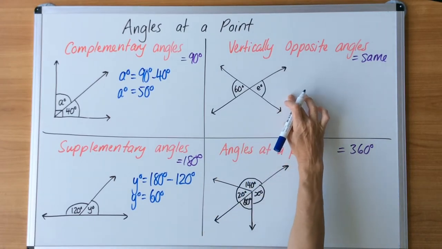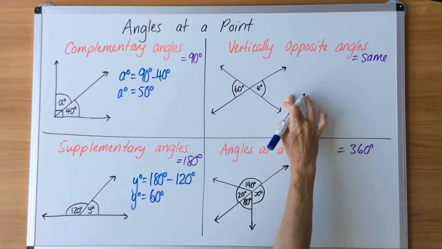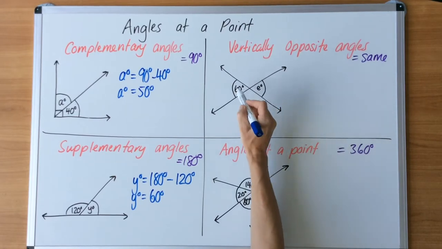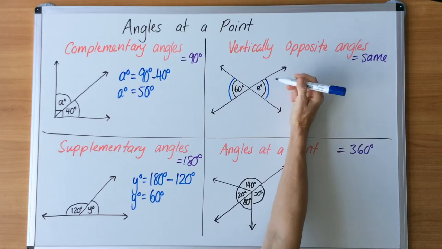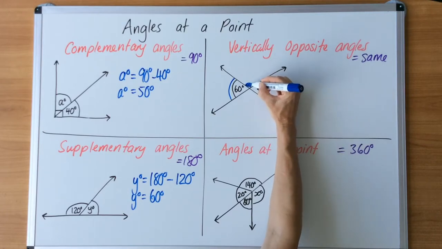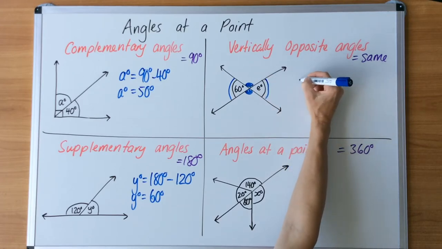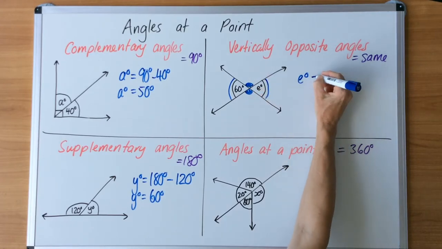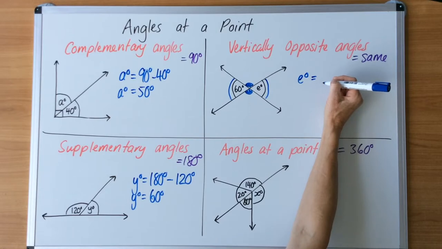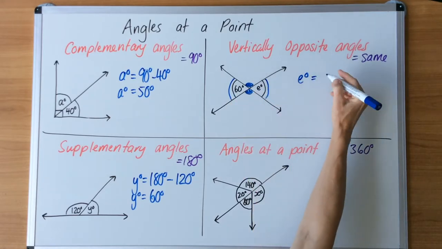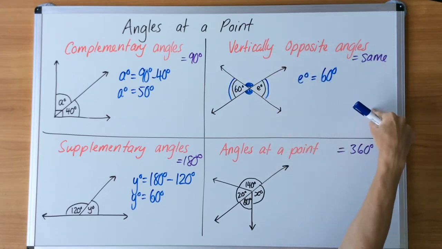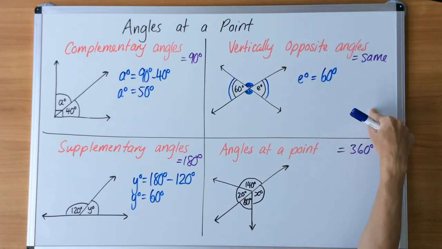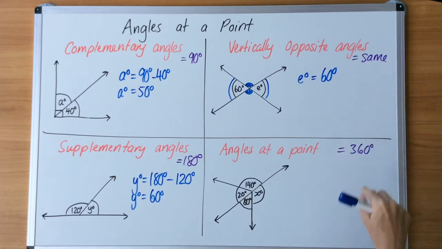Over here for vertically opposite angles. This one I don't need to show any calculations for, because I know that this angle is equal to this angle. I also know this angle here is equal to this angle there. So if I've got to find E degrees, which is the missing angle they're asking me to find, all I've got to do is look opposite it, and it's 60 degrees. And again, I have to write vertically opposite angles underneath to show my understanding of that angle.